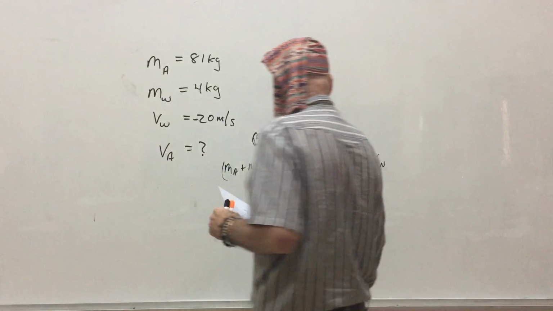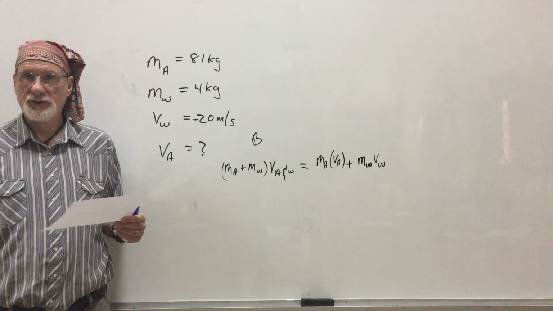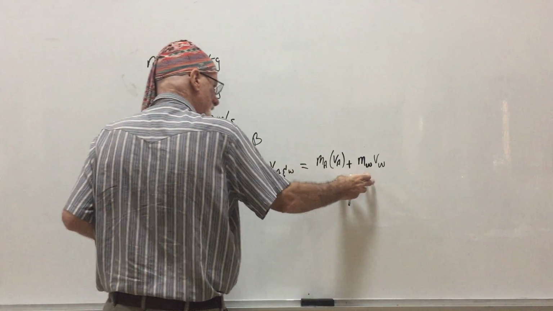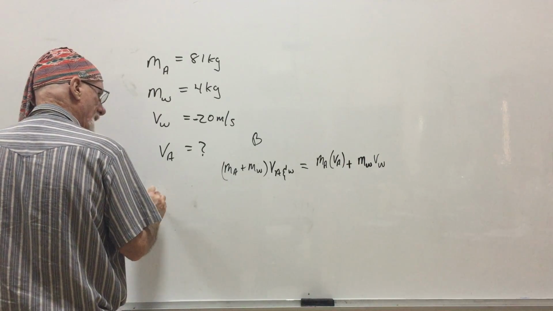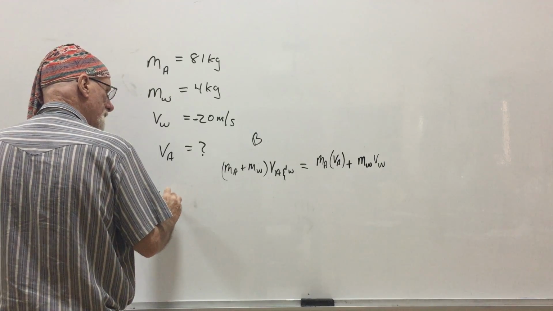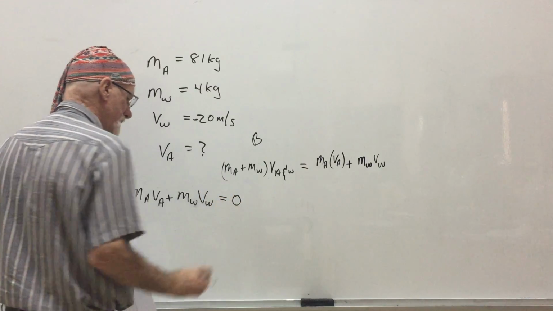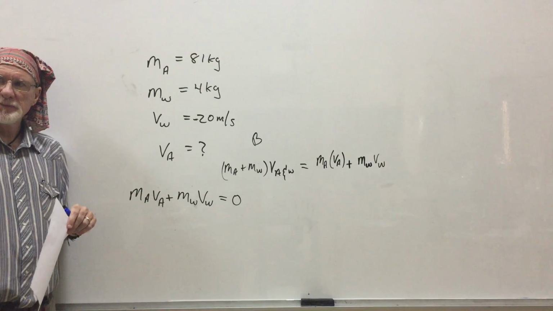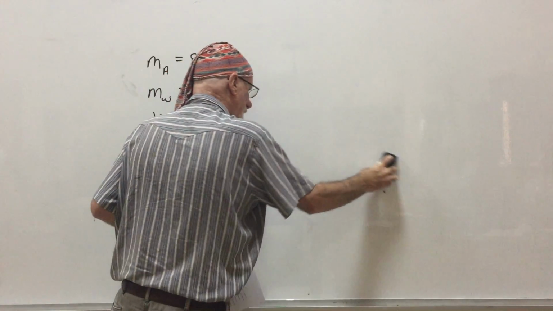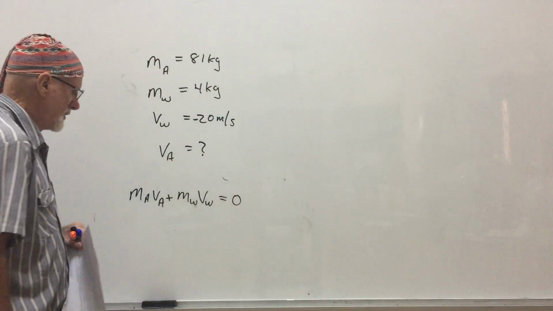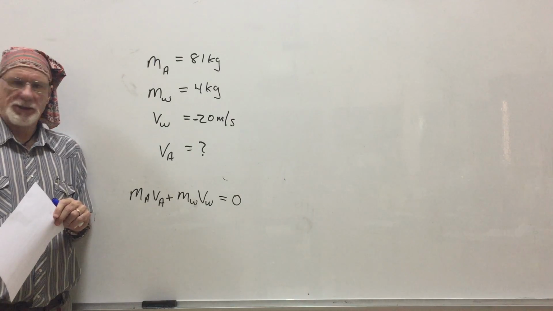Yes. And what does the left side of that equation equal? 0. So I can say this is going to equal 0. Is that correct? Yes? So I can say MA VA plus MW VW equals 0. Is that correct? Are you okay with that? Yes? Okay, good. So, can I erase some of this stuff here? Okay, let me erase this, erase that. So now what? Now what do I do?